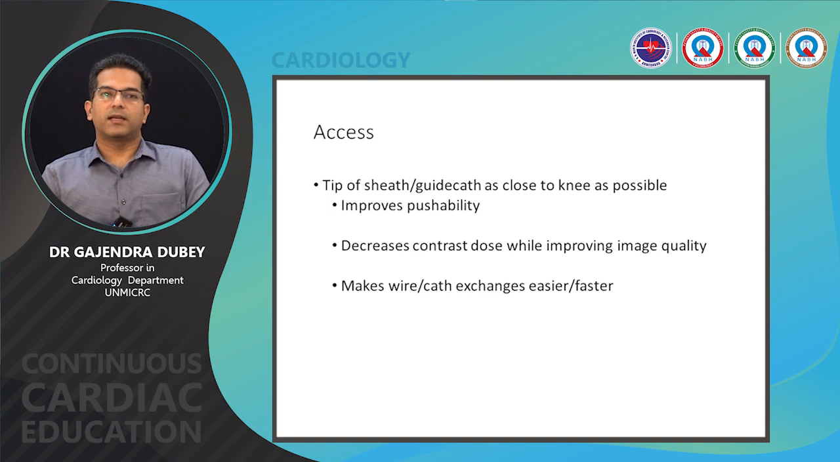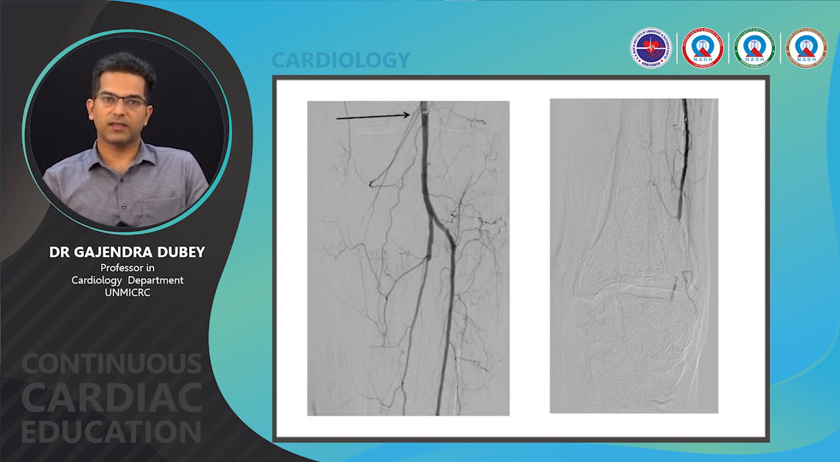So if we come to access again, the tip of the sheath or guide catheter should be kept as close to the knee as possible. It improves pushability, it decreases the contrast media, it gives very good image quality, and it makes wire or catheter exchanges much easier and faster. So here we can see the sheath tip is just at the knee joint, and we can get very good images with a minimum amount of contrast.